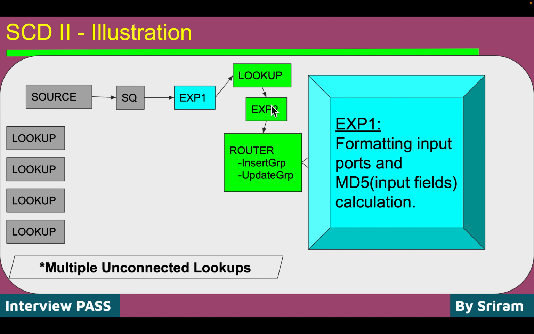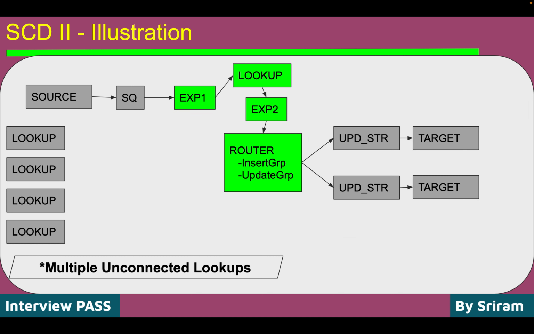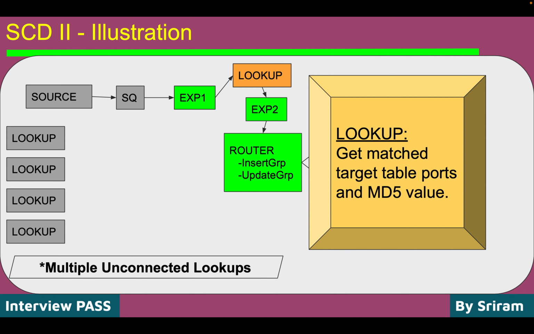Okay, so that is expression 1. Let us see expression 2 here. Lookup first. Okay, so for the lookup I take the trade ID from source into the lookup and see whether it is already loaded yesterday or whenever it was loaded. Get the matched target table ports to calculate the MD5 value so that I can compare it with the MD5 we calculated in expression 1. So that will be extracted to expression 2.